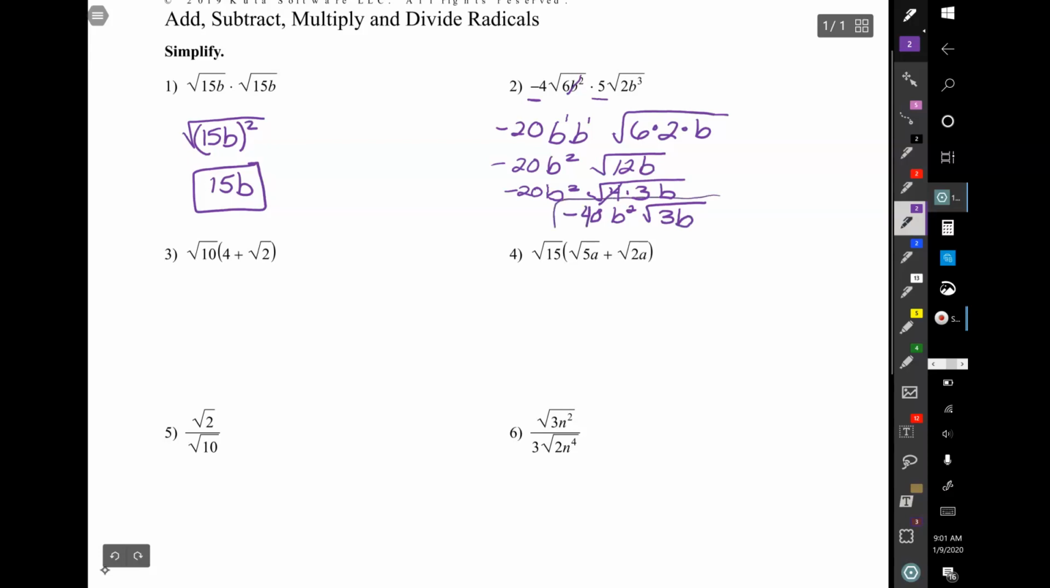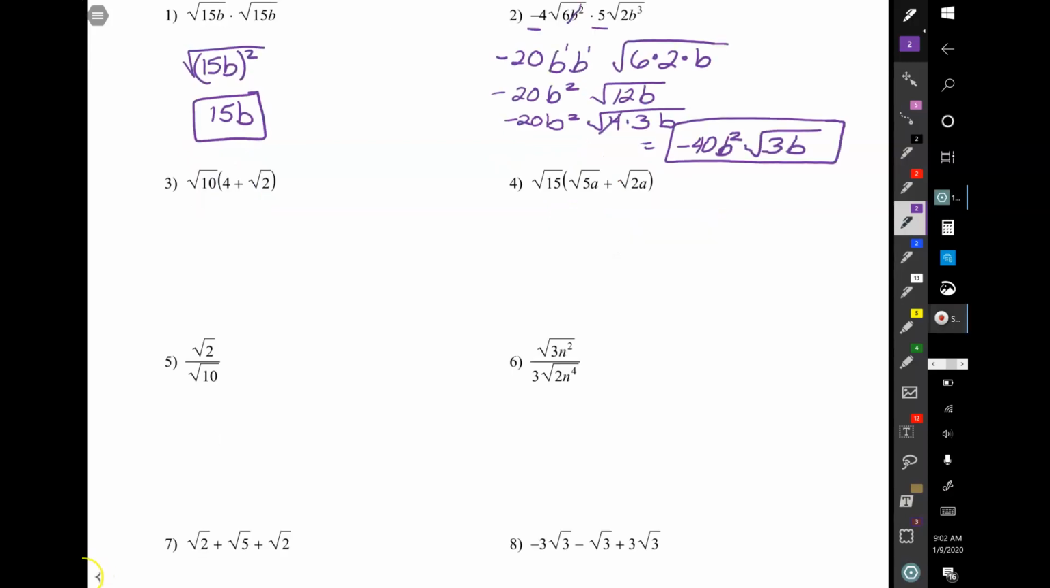So that's your final answer, negative 40b squared times square root of 3b. Okay, now moving on, we have a little bit different looking problem. Number 3 is square root of 10 times quantity 4 plus square root of 2 in parentheses. So we're going to need to distribute.